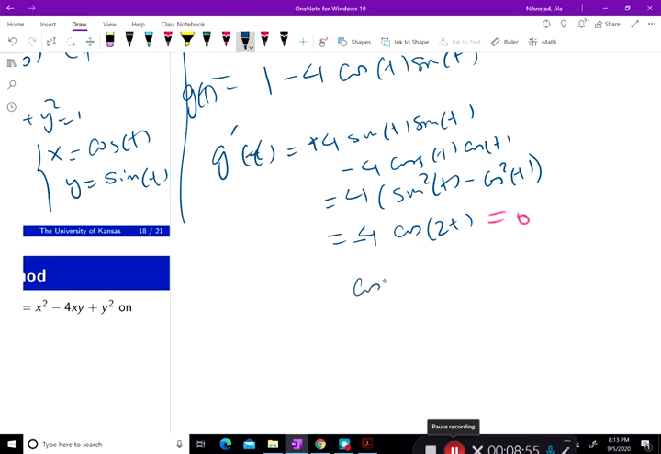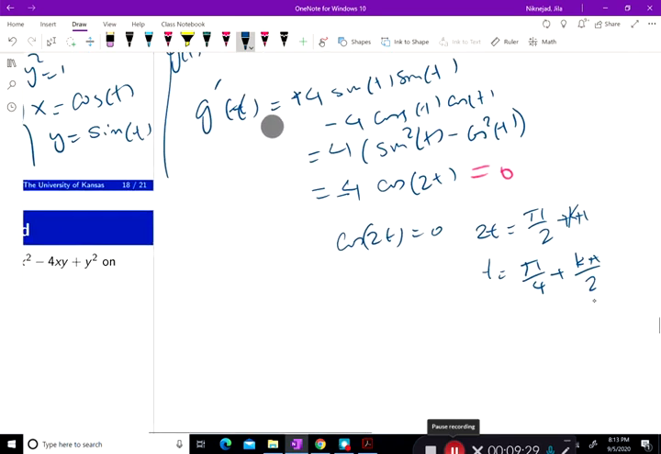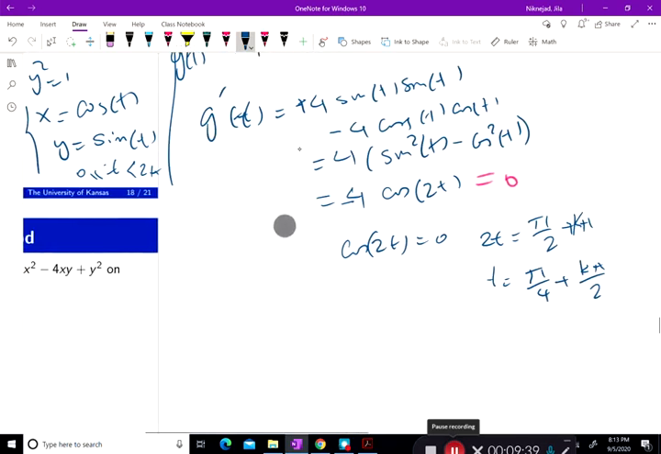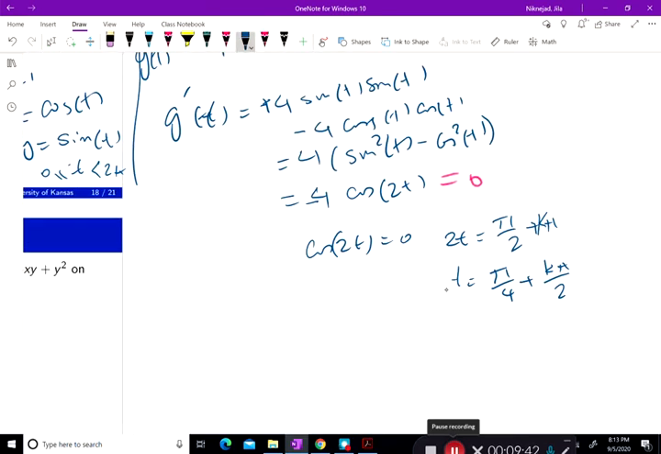Cosine of 2t equal to 0 means 2t is equal to, where is cosine equal to 0? At pi half plus pi k. So we can write it as k pi, and so t is going to be pi fourth plus k pi half. Now the circle, you have basically a parameterization of the circle like that, so put t between 0 and 2 pi.